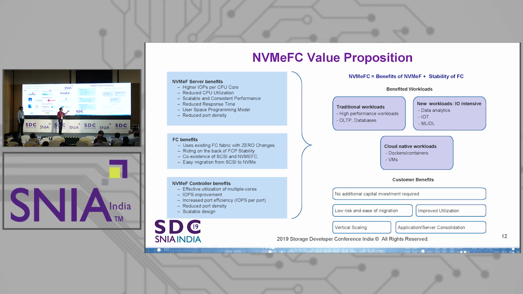IOPs improvement: more IOPs will be generated for that target system. Increased port efficiency: each port will generate more IOPs than earlier. Reduced port density: by this I mean that you do not need to extend. Suppose currently you are using 16 ports. That is sufficient for NVMe, it can use these 16 ports. You don't need to go to 32 ports to have more IOPs. This is a scalable design, as already told, with the number of queues and deep queues, each deep queue having a lot of commands inside it.